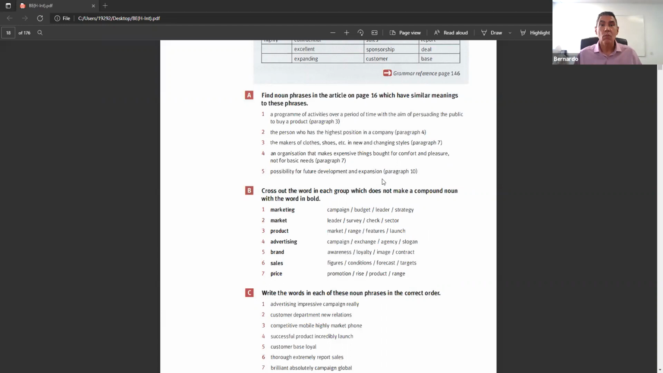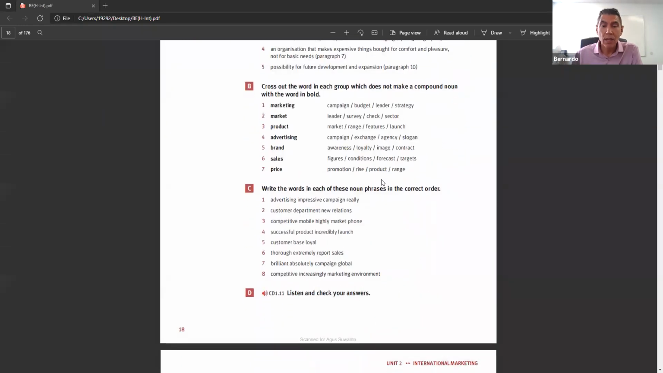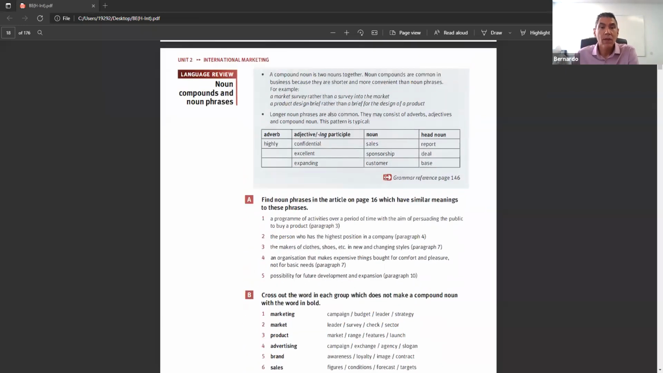So these are phrases. When we do this every day, it's common everyday talk. But when we're talking about it in business, it becomes more specific. If you change a word around, it changes the meaning, right? So if we take a look here on page 18, we have what's called the language review, and it's explaining to us what noun compounds and noun phrases are, all this relating to the vocabulary in English.